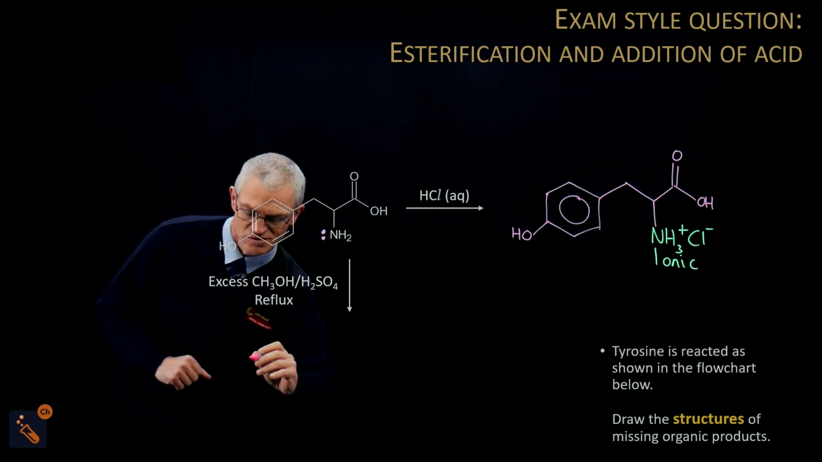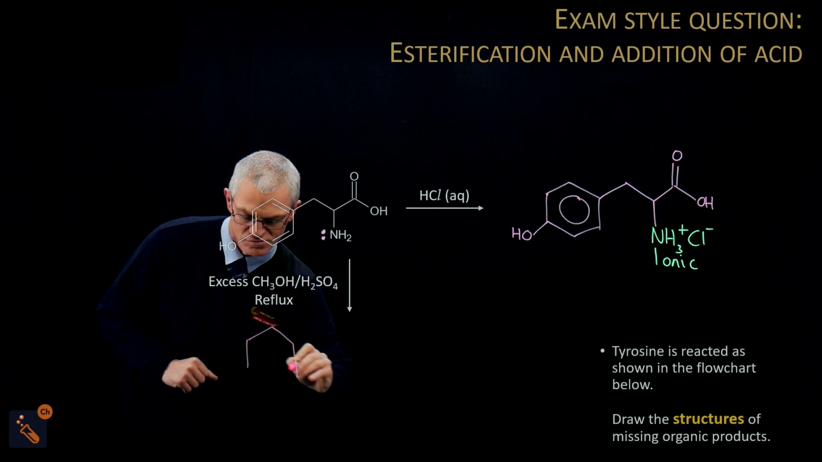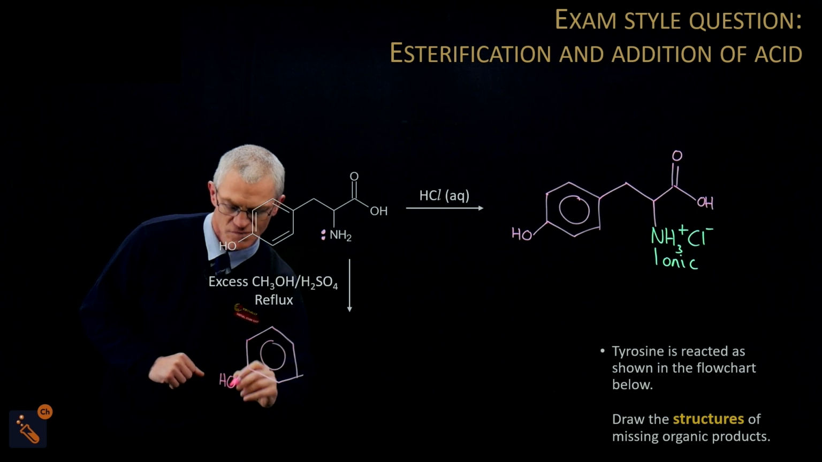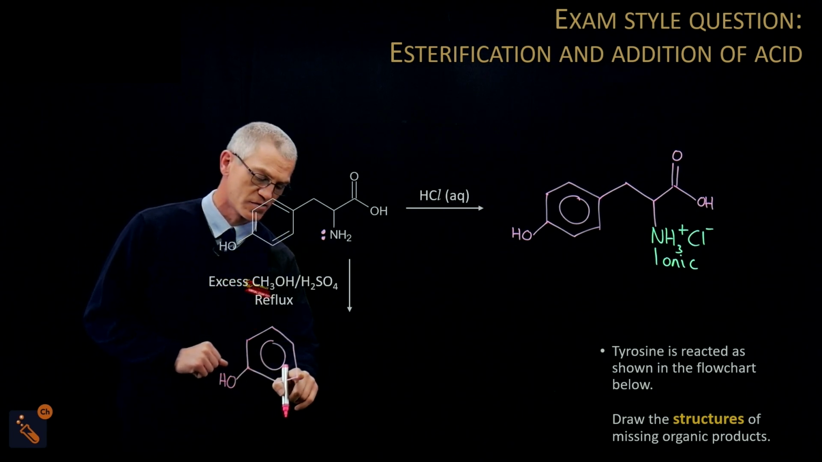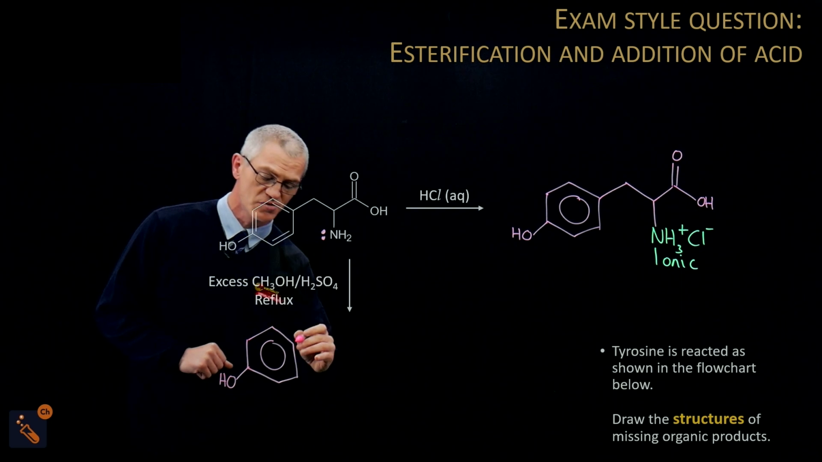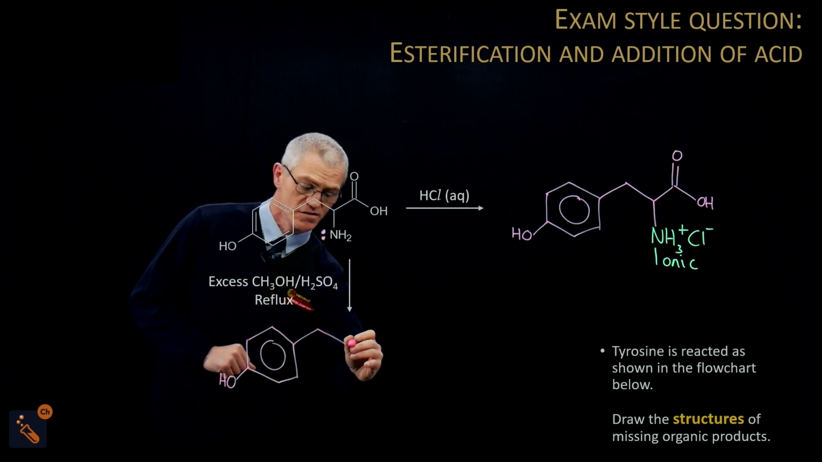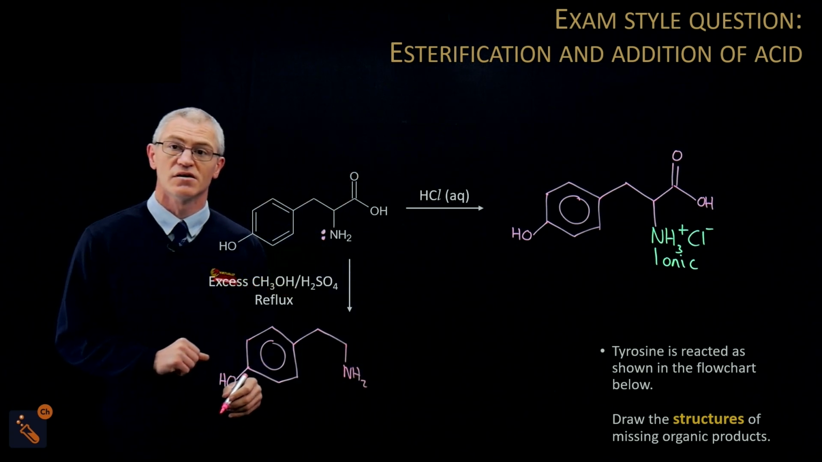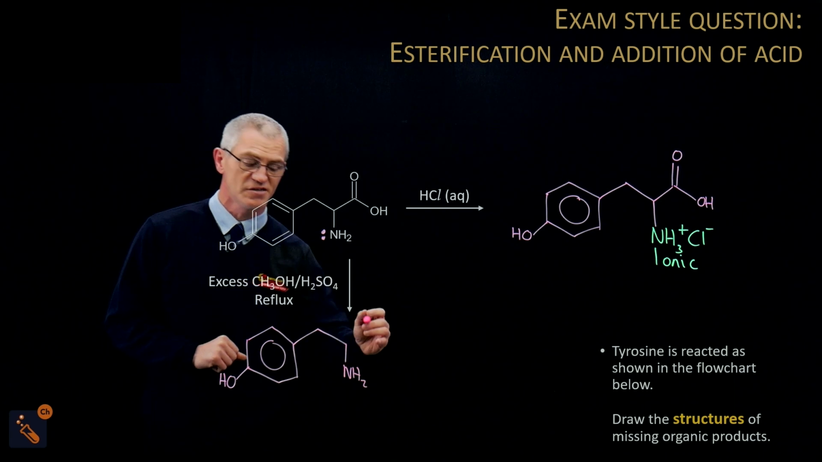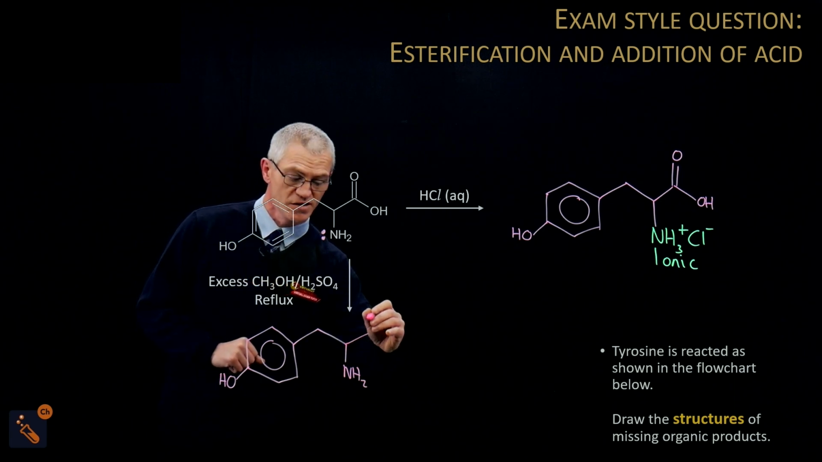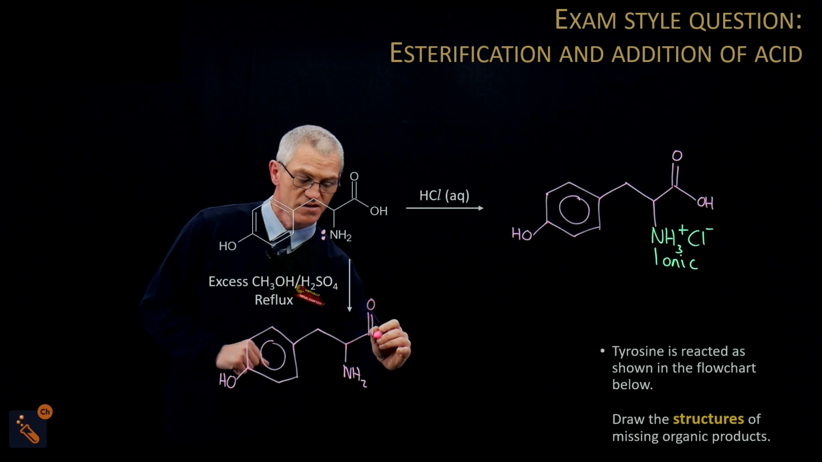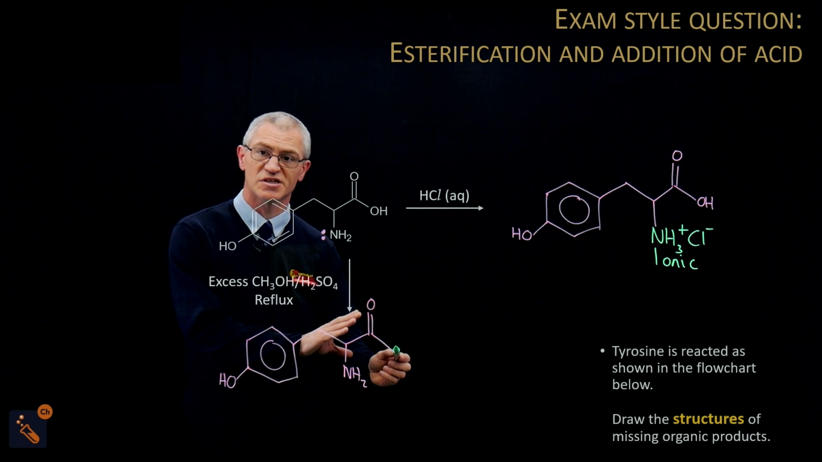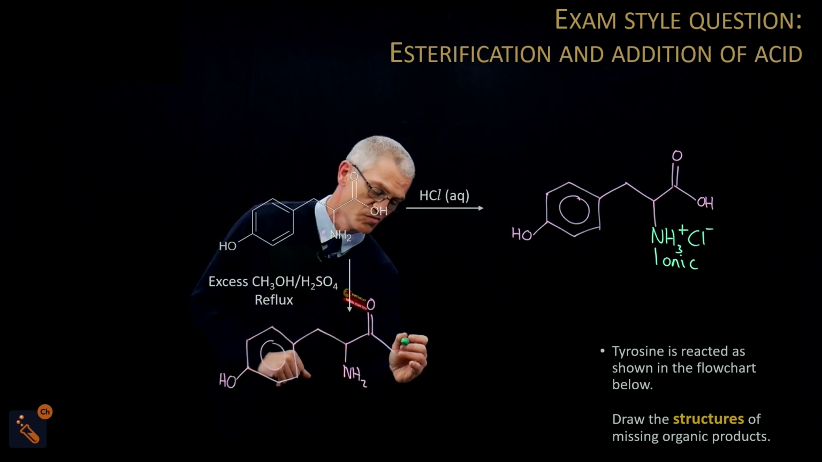So all we do is as we did before, draw our phenol. There we go. And then basically we go along the chain, and there is our NH2. We'll come back to that in a second. Okay, and then we have here our carboxylic acid, but our carboxylic acid is going to react with our alcohol.